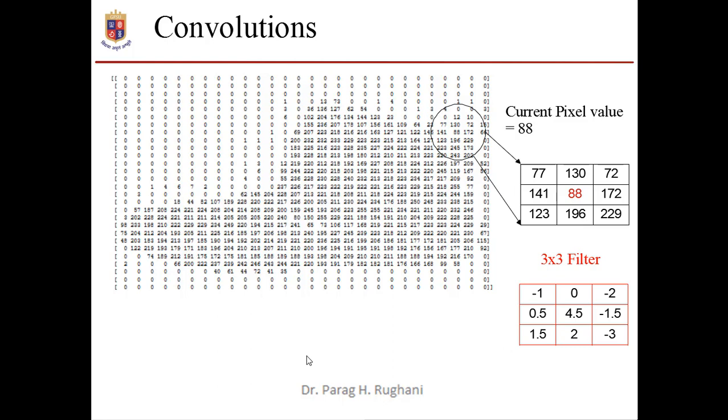The logic here is to multiply each value of the 3 by 3 matrix above with each value of the 3 by 3 matrix of the filter. If you apply this, the new pixel value for 88 would be a summation of the multiplication of each cell of the matrix created using the 3 by 3 surrounding pixels of 88 and the 3 by 3 filter matrix. So our 88, after having that filter applied on it, the new value will be created based on this formula.